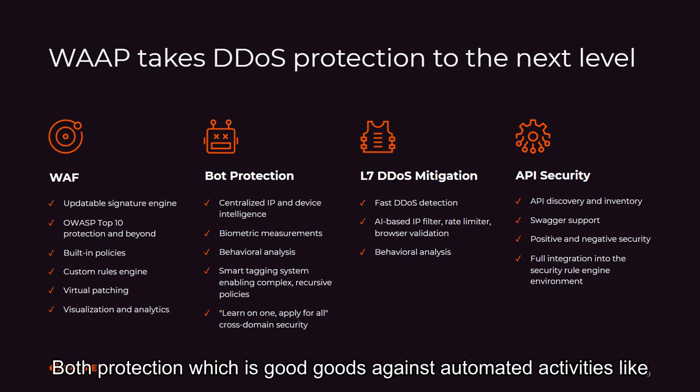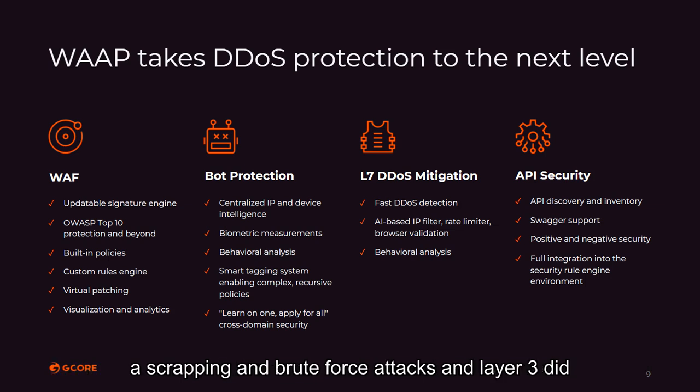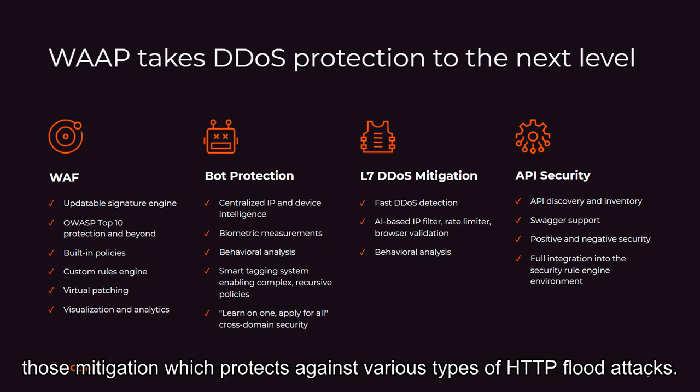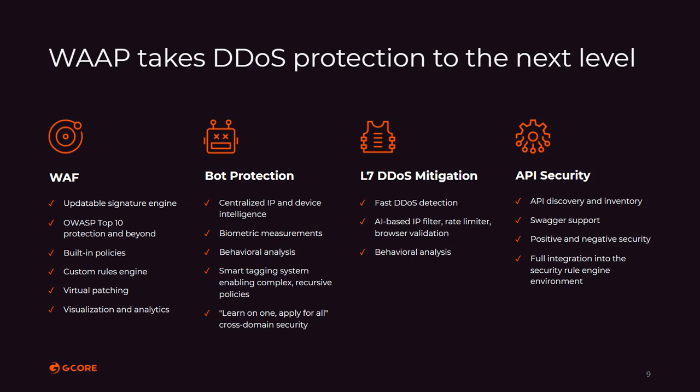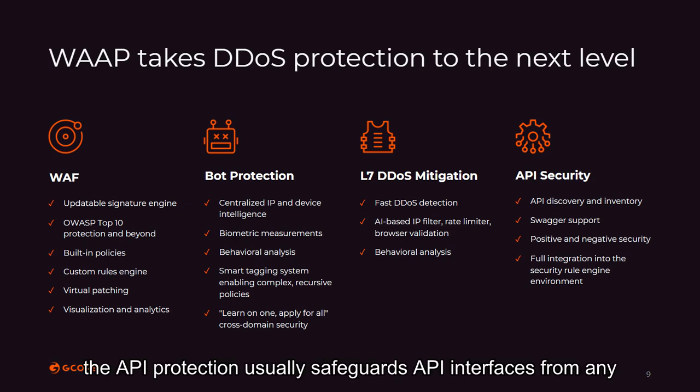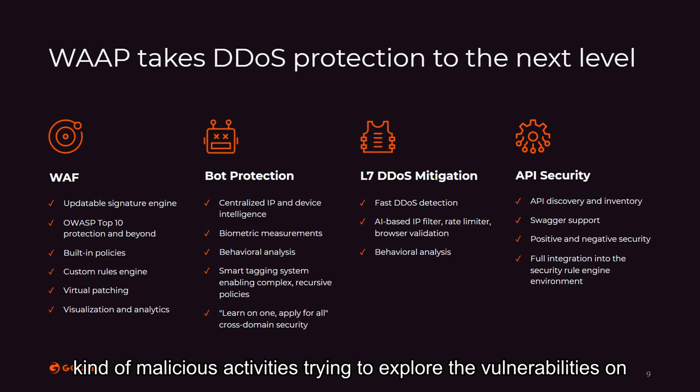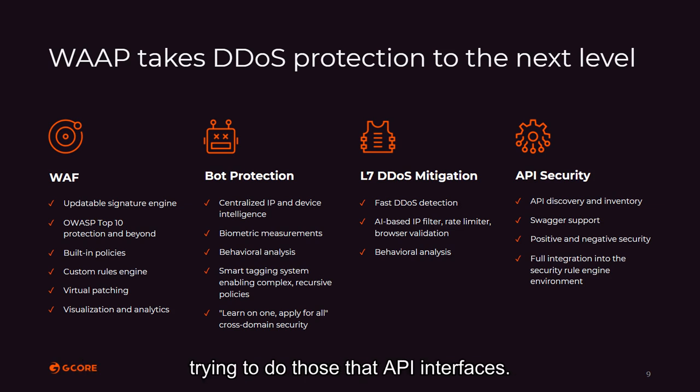Bot protection, which guards against automated activities like scraping and brute force attacks. And layer 7 DDoS mitigation, which protects against various types of HTTP flood attacks. And the last one, API protection, usually safeguards API interfaces from any kind of malicious activities trying to exploit the vulnerabilities or trying to DDoS those API interfaces.